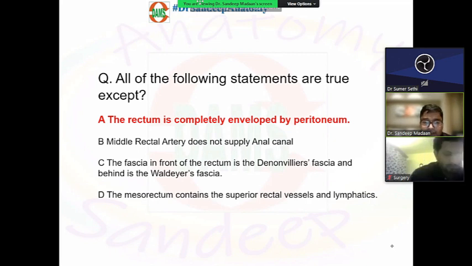The mesorectum contains the superior rectal vessels and the lymphatics. That is true because these vessels and lymphatics need the folds of peritoneum, right? So this fascia, the mesorectum, will be used by the vessels and the lymphatics, right? So that is all. Now I will ask Dr. Gaurav to take over and he will be describing.